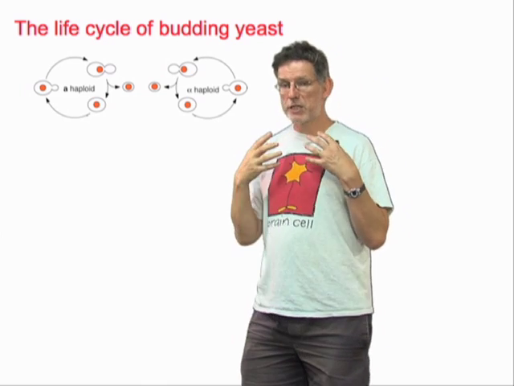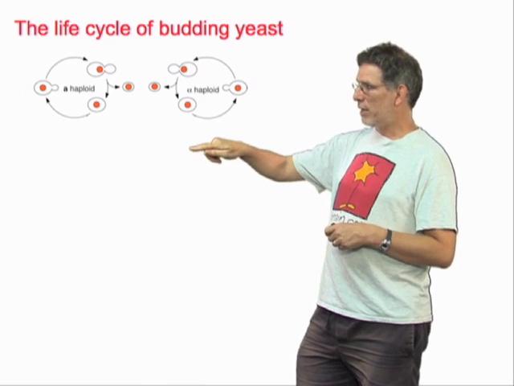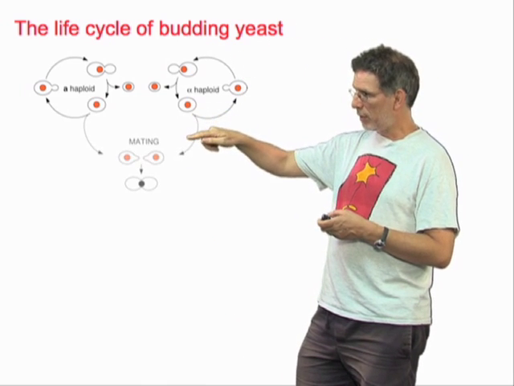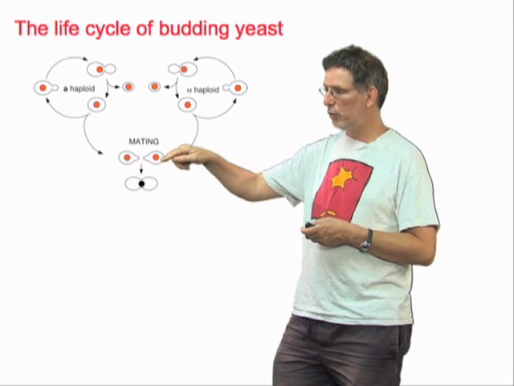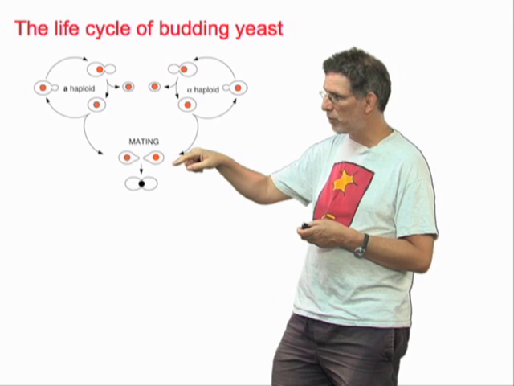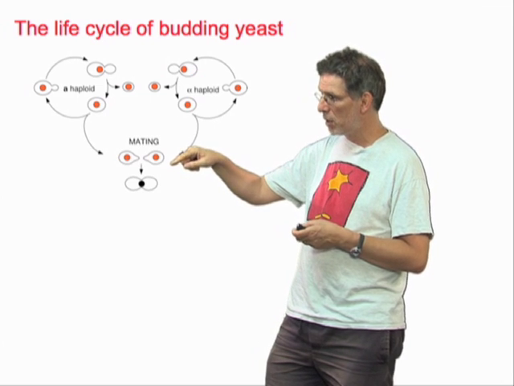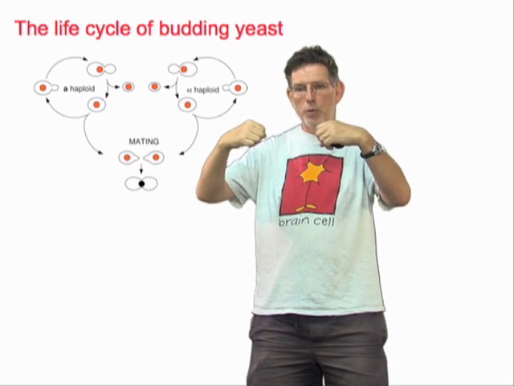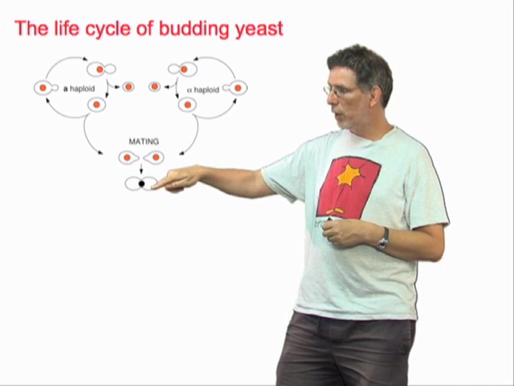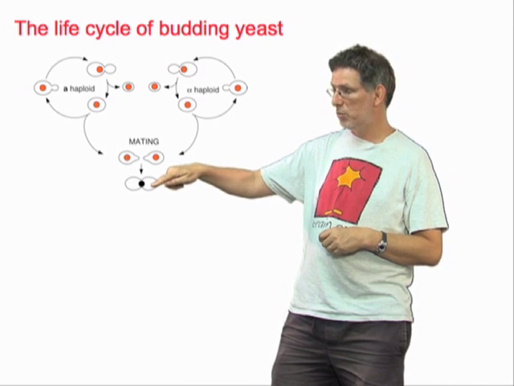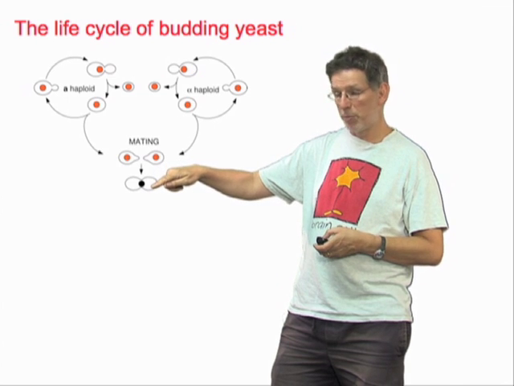And when cells detect those pheromones, instead of budding, they stop dividing, they grow towards each other. So they make these little protrusions that are called shmoos, after a cartoon character from the 40s and 50s. And when those shmoos grow towards each other and touch, the cells fuse, the nuclei fuse, so now instead of being 16 chromosomes, they're 32, 16 from each parent.